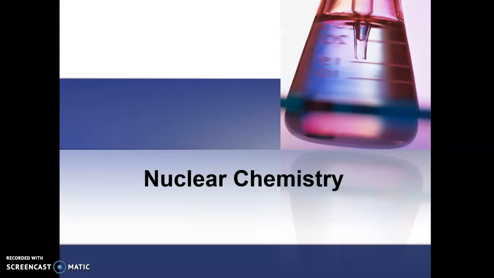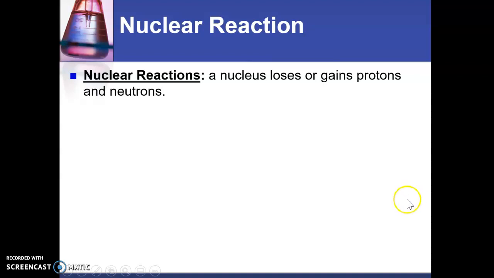Today we're going to start our last chapter in chemistry, which is about nuclear chemistry. These reactions that we're going to talk about are very different from the other 5 types of reactions that we did earlier in the year because this time we're not dealing with electrons. We're going to focus on the nucleus in the center of the atom.